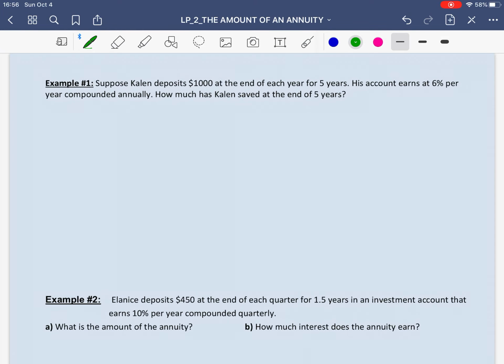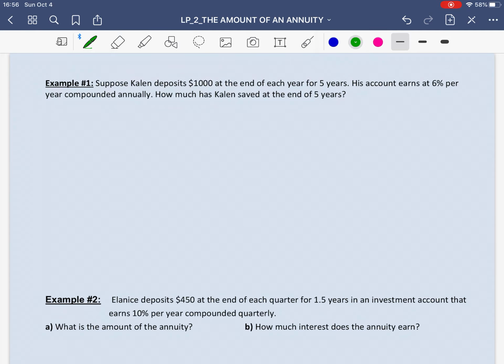So we're going to take a look at a couple of examples and see how we use the formula. Suppose that Kalen deposits $1,000 at the end of each year for 5 years. His account earns 6% compounded annually. So how much has Kalen saved at the end of 5 years?